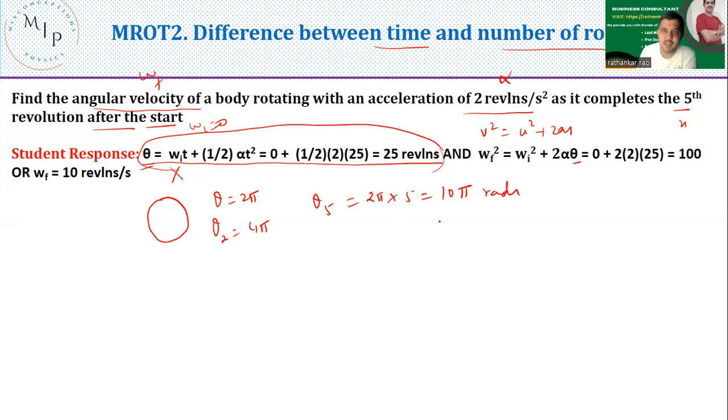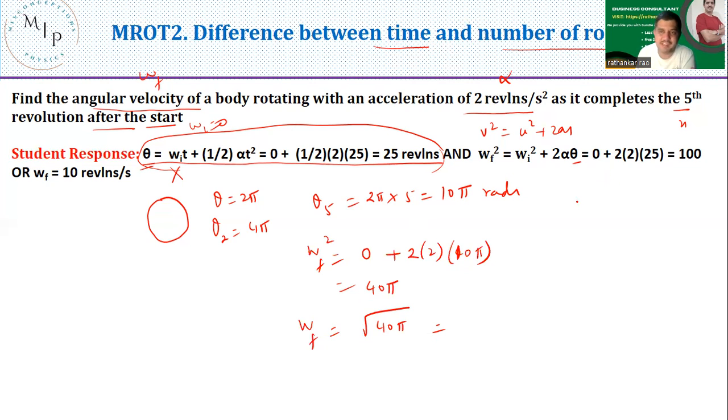So therefore, now we need to use this equation once again and write omega f square is equal to omega i square, which is 0, plus 2 into 4 pi, sorry, not 4 pi, 10 pi, which should now be equal to 2 into 2 is 4, 4 into 10 is 40, am I right? It's 40 pi, and thus omega f should now be equal to the square root of 40 pi. Okay, which should now be equal to how much? Are we doing right? This 10 pi.